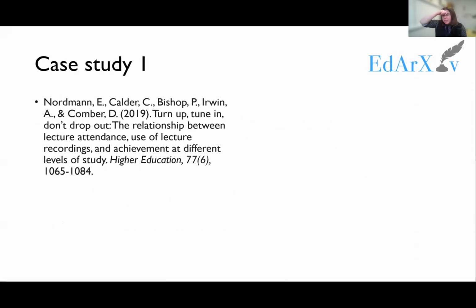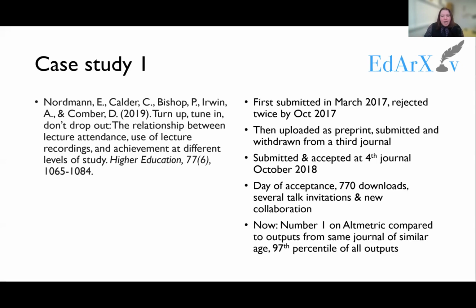So just to give you two examples, and I'm going to use my own work because I know it better and I know the impact it had, but apologies if it seems like narcissistic bragging. So this was a paper that was formally published in 2019. I think it was online at the end of 2018, but formally in 2019. It was first submitted in March 2017. By October 2017, it had been rejected twice. At that point, I got slightly disillusioned and I decided to upload it as a preprint in the October, and then I submitted it to a third journal.